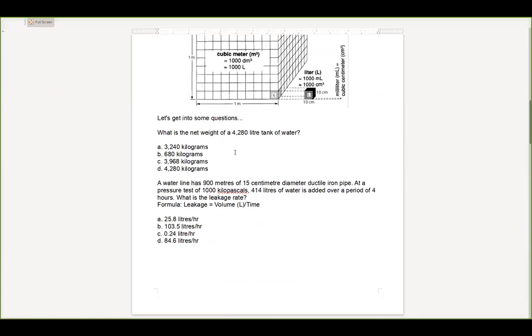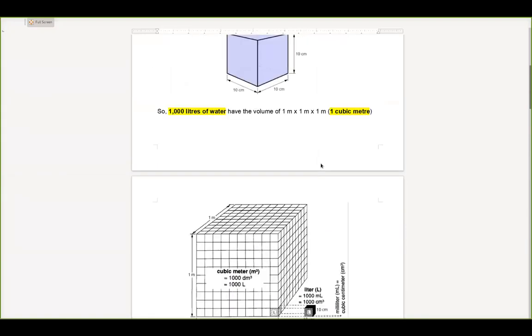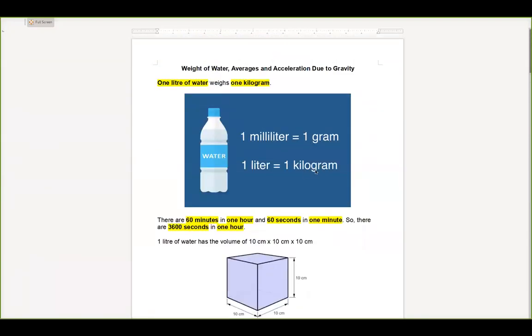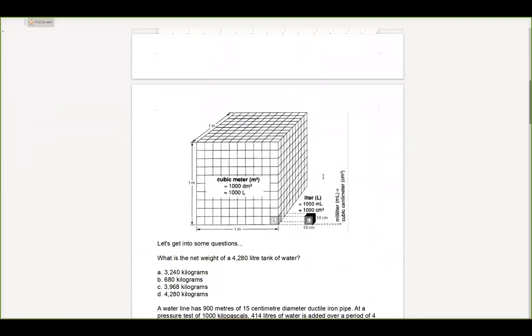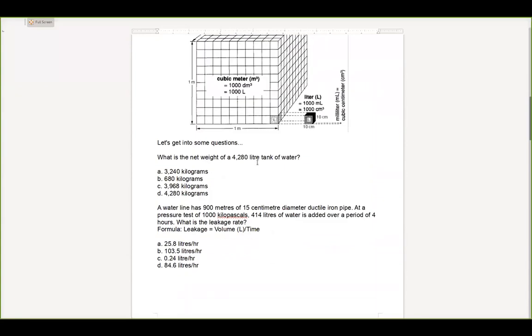So let's get into some questions. What is the net weight of a 4,280 liter tank of water? Well, remember from up here, we said that 1 liter of water is 1 kilogram. So if each liter of water is 1 kilogram, then it'll be a number of kilograms equivalent to the number of liters. So it would be 4,280 kilograms. So that would be the answer.